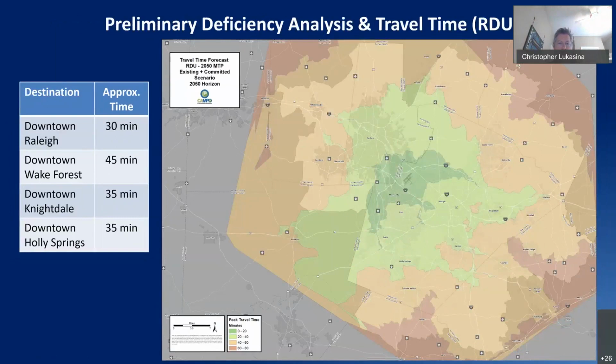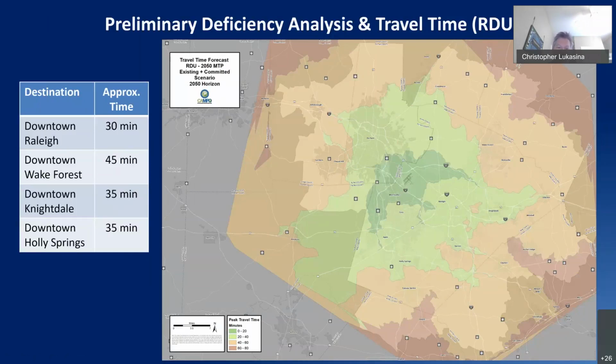Again, the same map showing you RDU, if that's where you were starting your trip, and giving you some travel times there. In the future, about 30 minutes to downtown Raleigh, 45 to Wake Forest, or 35 to Knightdale or Holly Springs. Compare that to how long it takes to get to those places today, and you see that it does go up in the future. Again, the same holds true for this map. The width of the travel bands is indicative of how much congestion and travel time you're seeing there.